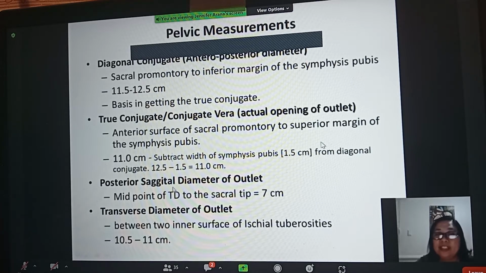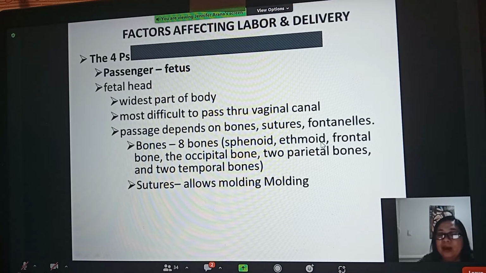Next is the posterior sagittal diameter of the outlet, which is measured between the midpoint of the transverse diameter to the sacral tip. That's around 7 centimeters. And then the transverse diameter of the outlet is measured between the two inner surfaces of the ischial tuberosities. It's around 10.5 to 11 centimeters. Okay, so that's the pelvis.